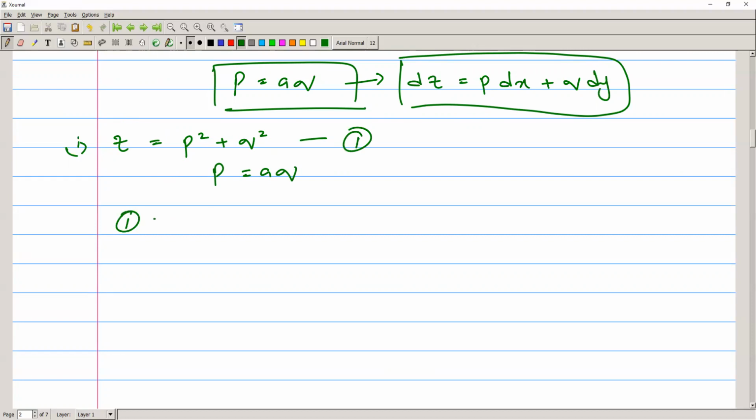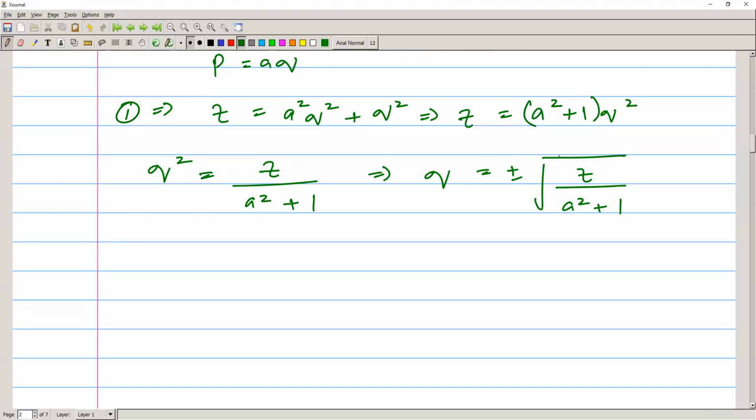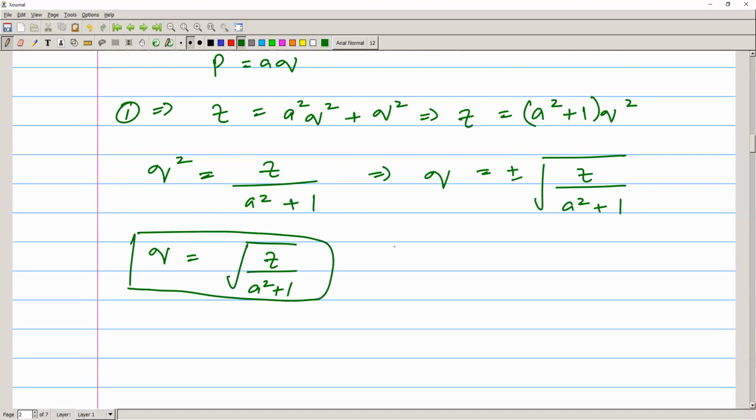So equation number one implies z is equals to a squared q squared plus q squared. This further implies that z is equals to a squared plus 1 times q squared. So q squared will be equals to z over a squared plus 1, and this implies that q is equals to plus minus square root of z over a squared plus 1. Okay, so this plus minus indicates that these are two roots, but we only need one root. We can work out for one root only, it's fine. So now we can say that q is equals to square root of z over a squared plus 1. And now by back substitution, we can find p also, because we say that p is equals to aq. So p will be equals to a times q. Q we already found, that is z over a squared plus 1 in the square root.